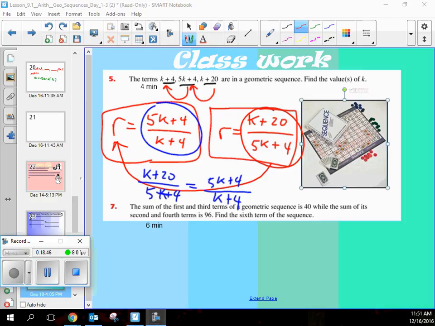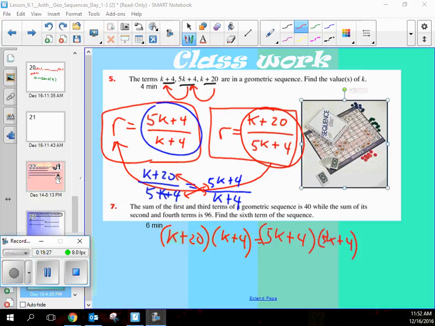Then I can cross multiply and go k plus 20 times k plus 4. Do you get where I'm going with this? That times that will equal that times that: 5k plus 4 times 5k plus 4, which is just squared. And I know that's icky to solve, but you've got a quadratic on each side. You can then subtract them all, get them all onto one side, and then you'll have it equal to 0. And if you can factor it, you should. And if you can't factor it, you could use the quadratic formula. Okay. All right, that would take a while.